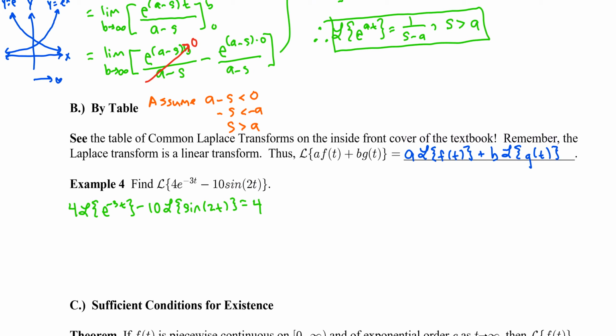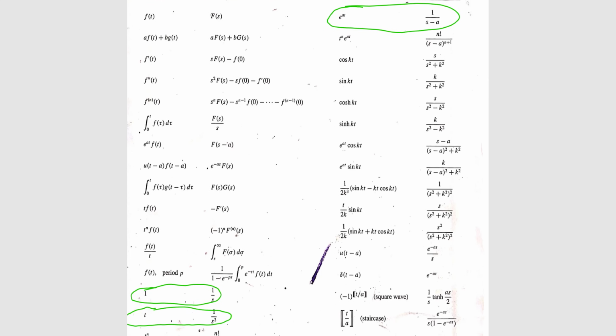So if we have e to the negative 3t, we're observing that a is negative 3. So this is going to be 1 over s plus 3, right? 1 over s minus negative 3. That was a quick, easy Laplace transform. Next, we have minus 10. We're going to look up the Laplace transform of sine of 2t on our table. So sine of kt is this formula right here, and we have sine of 2t.